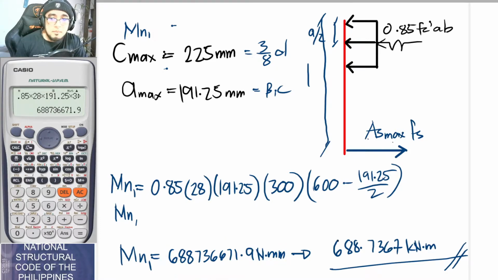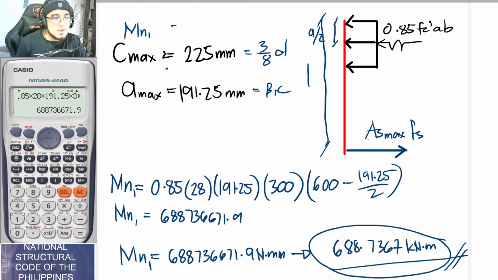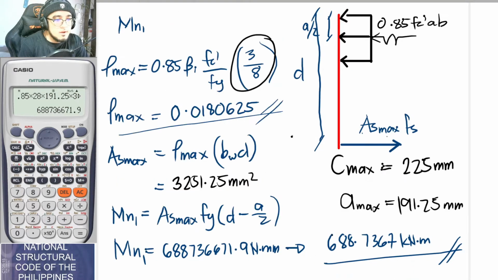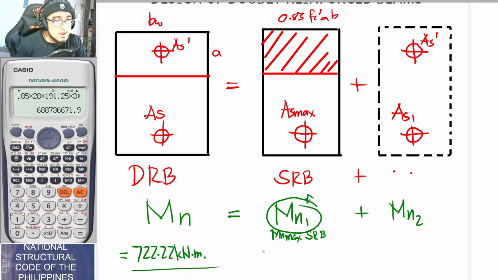So once again, you have two approaches. The first approach that I did a while ago was kind of lengthy. Is my English right? Anyway, it is longer as compared with this method. But take note that they should have the same answer, 688.736671.9. Moving forward, since we already know the value of our Mn1, I would just be writing it here. For Mn1, this is 688.7367 kilonewton meter. And as you can see, our Mn1 is less than your Mn.